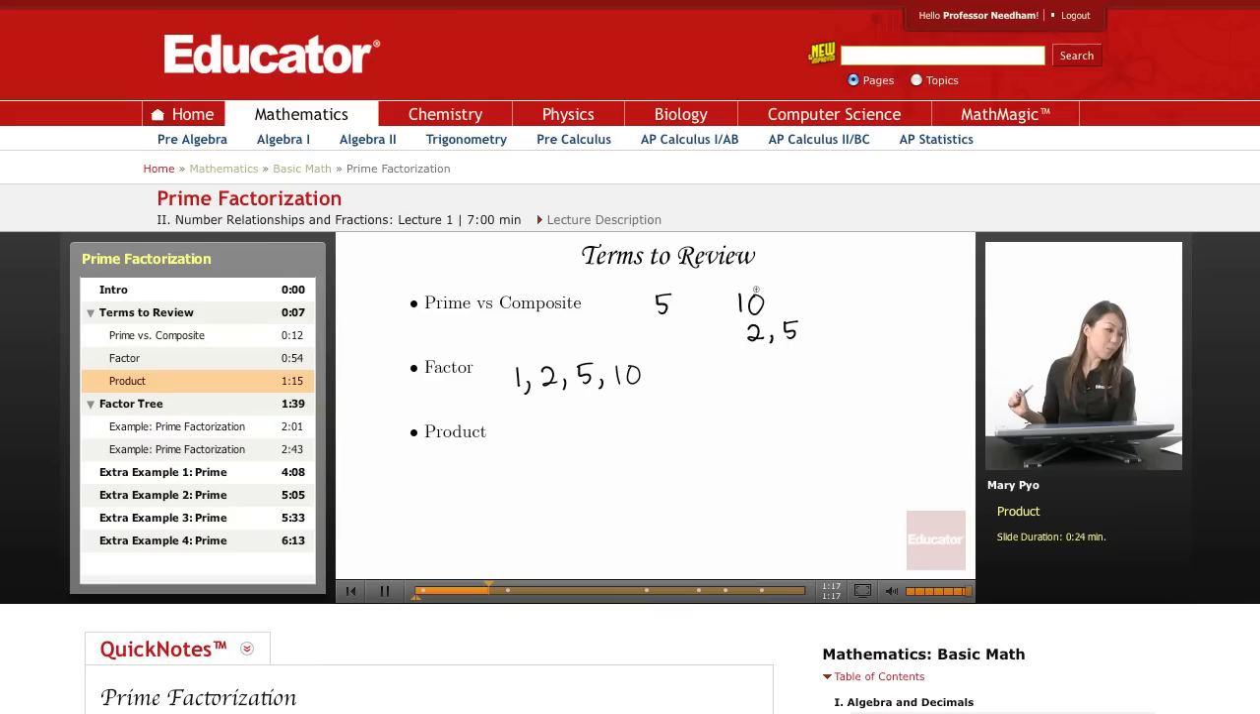Product. Product is a number where we multiply numbers together. So the product of 2 and 5 is 10. So for product, you just multiply the numbers together.